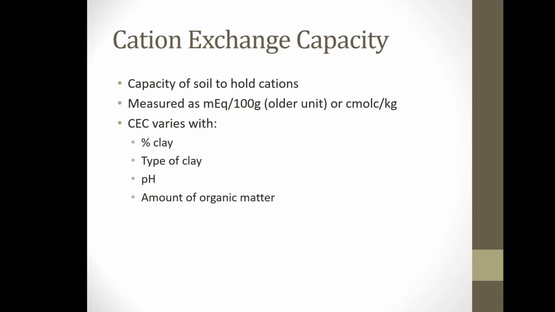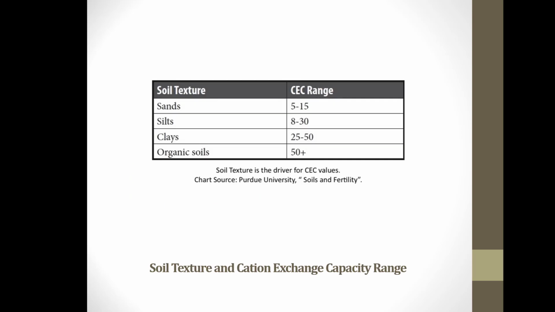And cation exchange capacity is the capacity to hold on to cations, measured in milliequivalents per 100 grams or centimole positive charge per kilogram, and that's the newer version of measurement, and we'll see that in a second. So CEC varies with the percentage of clay, type of clay, pH, and the amount of organic matter. And this is just to show you that sands have a low CEC range, whereas organic soils and clays have a much higher CEC range.